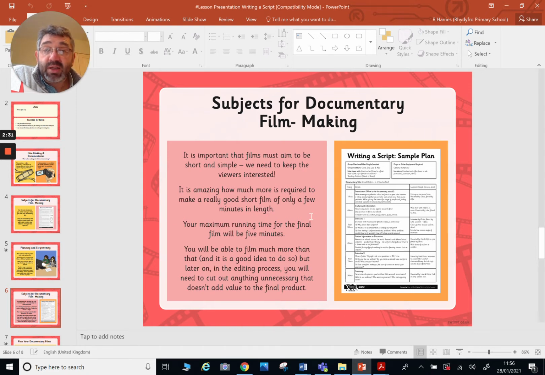Your maximum running time, okay, for the final film will be 5 minutes. You'll be able to film much more than that, and it's a good idea to do so. But later on in the editing process, you will need to cut out anything unnecessary that doesn't add to the final project, okay, add value. So there's a lot of information there. Don't worry too much about it, okay?